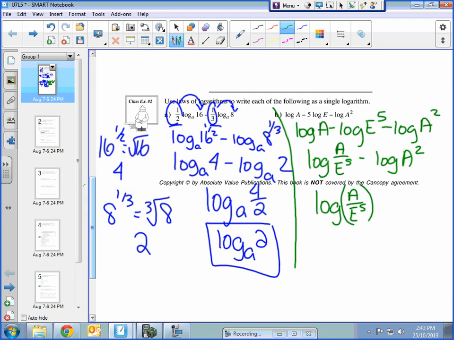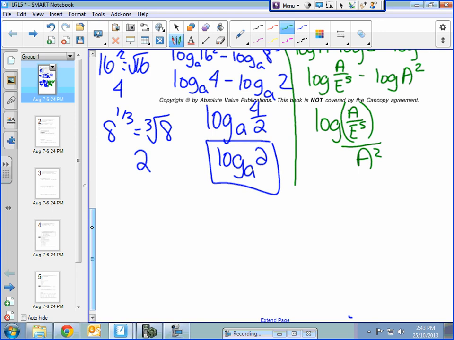So a over e to the 5, and then when I'm subtracting, I want to divide again. If I'm dividing by a squared, I could put this over 1, right? When you divide by a fraction, it's the same as multiplying by the reciprocal.